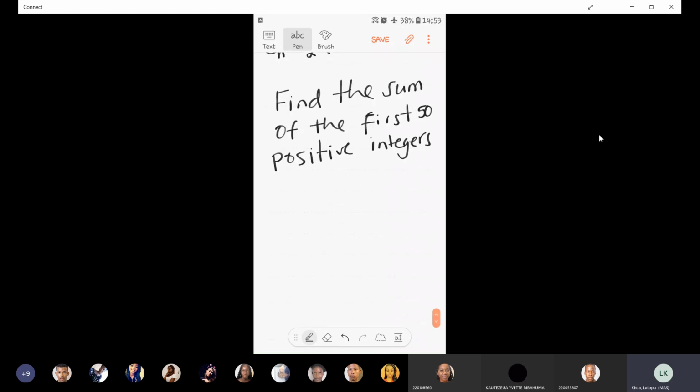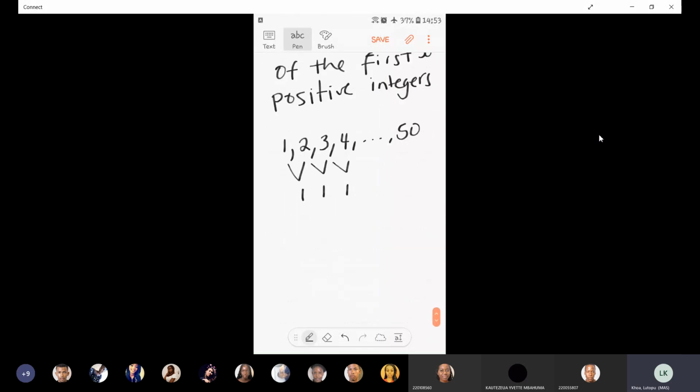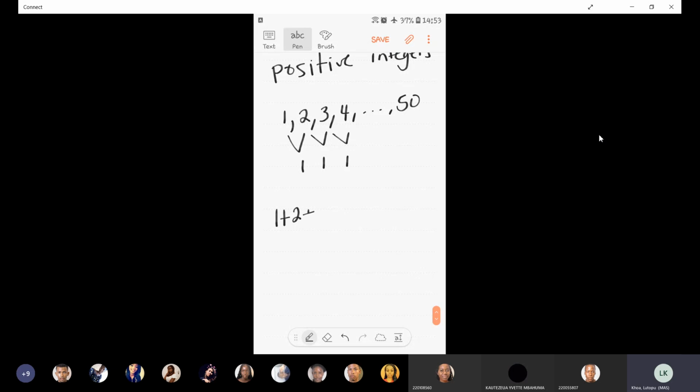So I know that I can list the first few positive integers like this: 1, 2, 3, 4, and I go on up until I get to 50. Now this is indeed an arithmetic progression because the difference between any two consecutive terms is 1. So 2 minus 1, that is 1, and so on. So I want to work out what is the sum of all of these. So I'm asking what is 1 plus 2 plus 3 plus 4 and so on up until I get to 50.